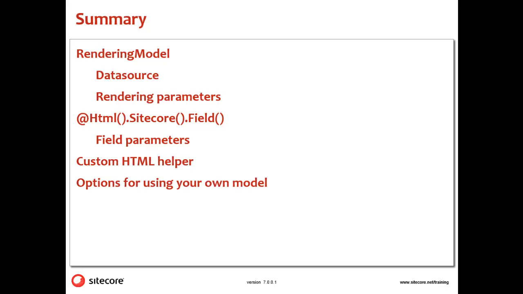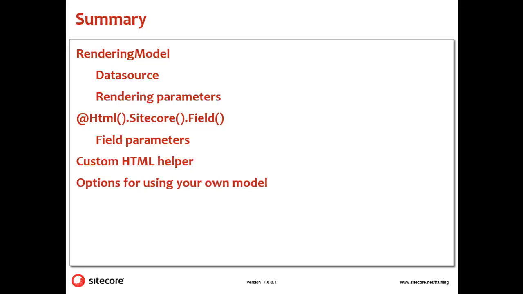And that brings us to the end of part 2. Before I go, let's summarize what we've covered in this video. First of all, we looked at view renderings and Sitecore's rendering model. In particular, how to extract the data source of that rendering and its rendering parameters.